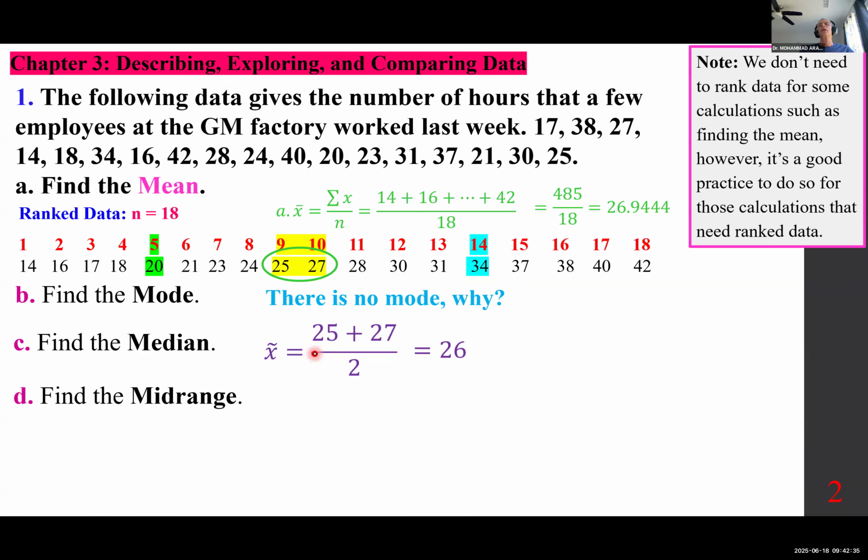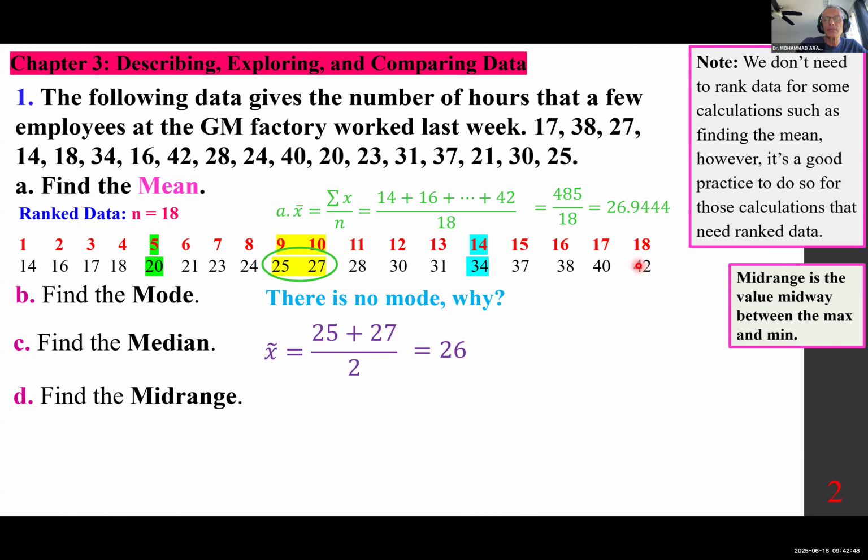Mid-range. Mid-range by definition is max plus min divided by 2. Mid-range is the value midway between the max and min. So the max, see, that's why when you rank them, it makes life easy. 42, and the smallest one is 14. So 42 plus 14 divided by 2, which is 28.